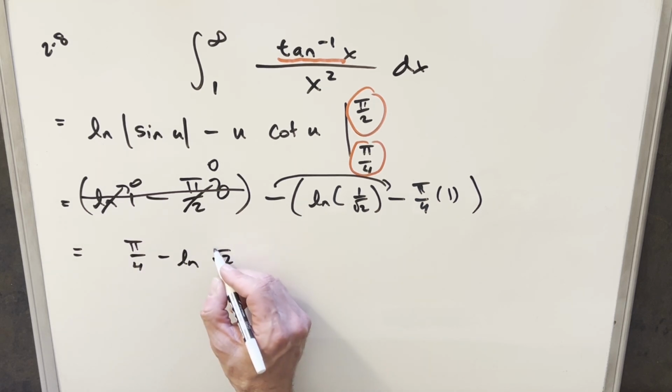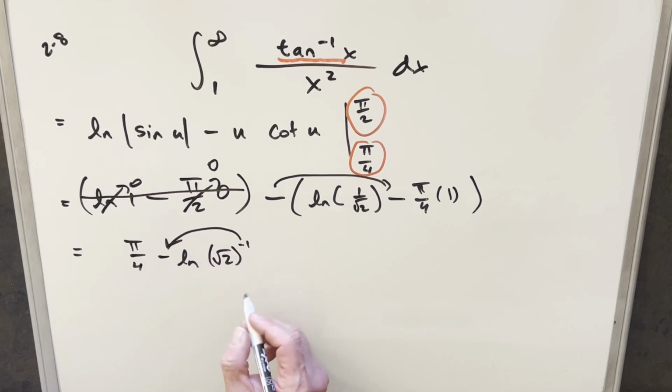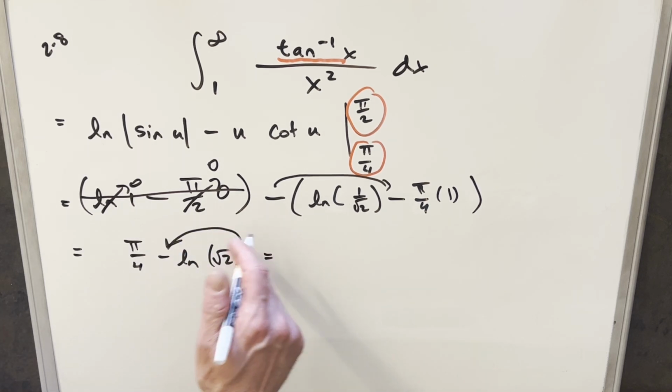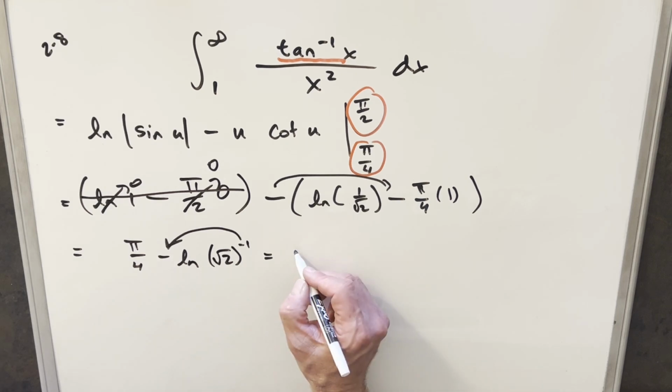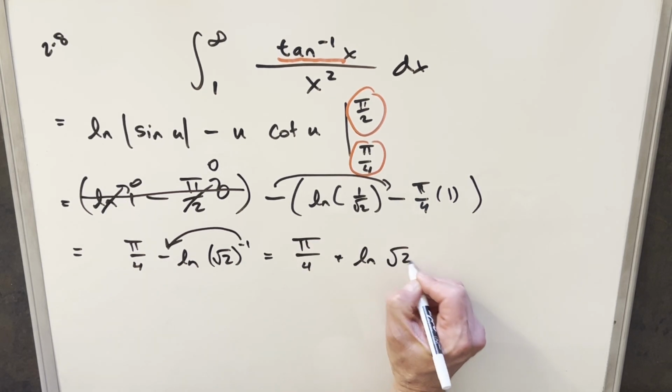I'm going to bring this into the numerator and write it like a minus 1 power, because of the natural log, I can use exponent properties. And so, multiplying that minus 1 times this minus 1, we get our final solution of just pi over 4 plus natural log square root of 2.